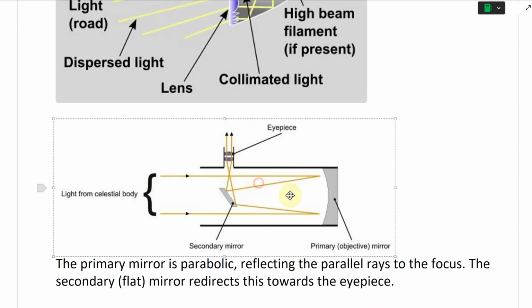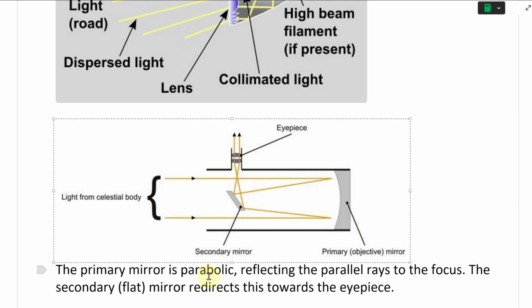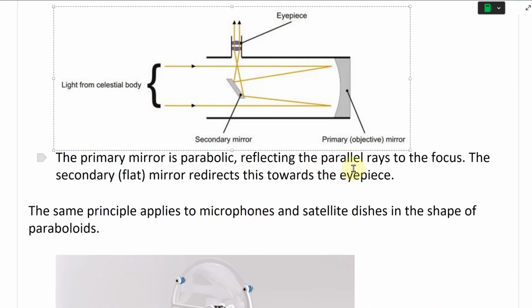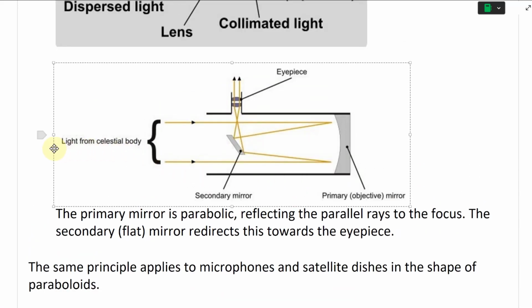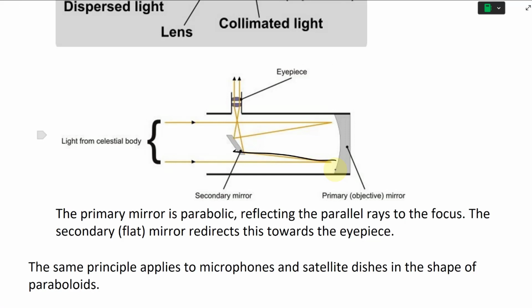We're going further. Here the primary mirror is parabolic. This is a telescope, reflecting the parallel rays to the focus. The secondary flat mirror redirects this towards the eyepiece. So you'll have parallel light coming from a celestial body. When you're looking through a telescope, it hits this parabolic mirror, and then focuses on the focus, which is somewhere probably around here. But there's a secondary mirror. It bounces off and goes into your eye. So you could focus distant light into a small area so you could see it zoomed in.